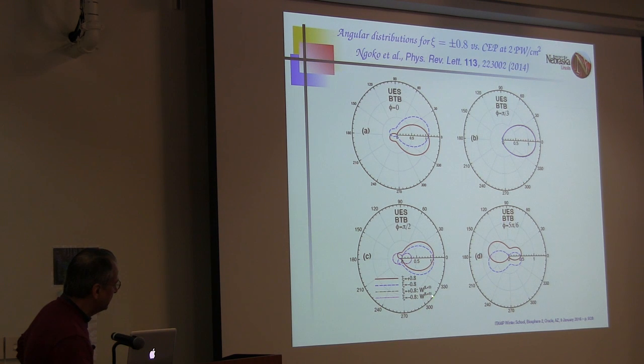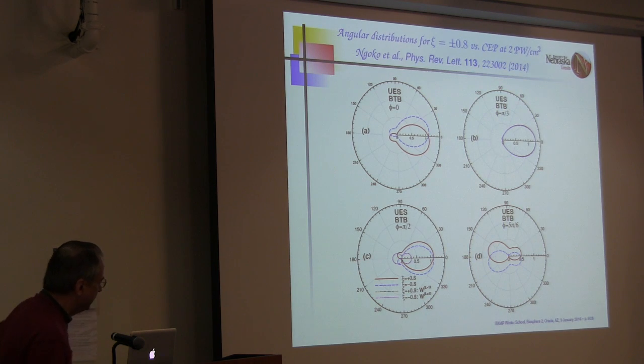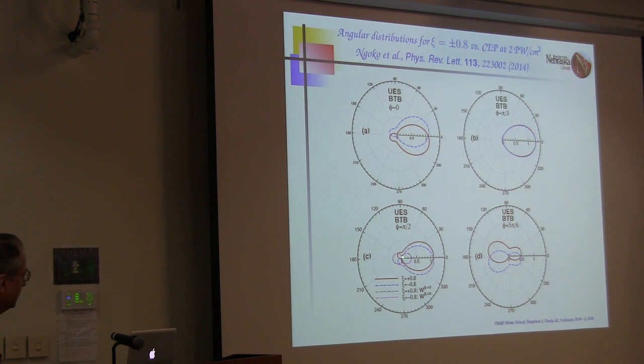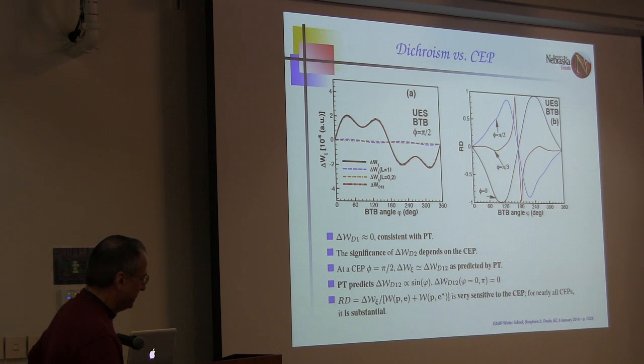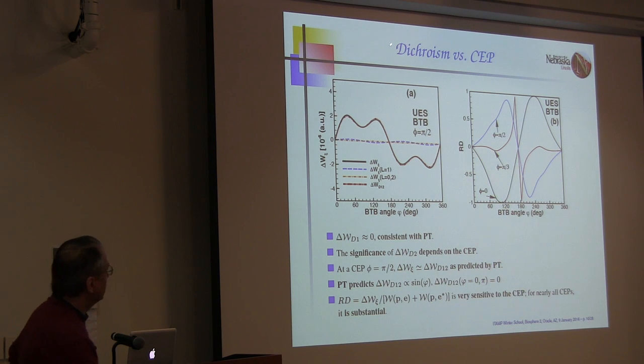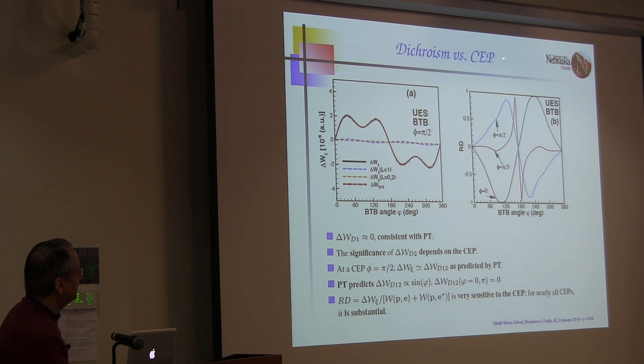And here, this is complicated, but we have extracted the L equals 1 term that comes only from absorbing 1 photon. And you can see that those are symmetric about this axis, as you would expect when you absorb 1 photon. It's the interference term that causes this to be non-symmetric. So now the dichroism versus the carrier envelope phase, we subtract those 2 curves.